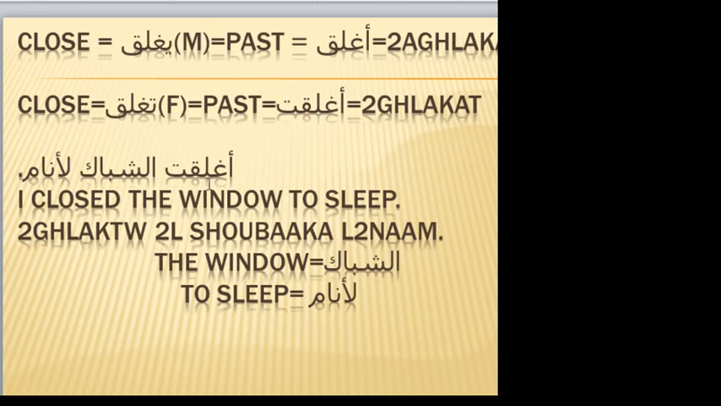But here when I talk about myself, whether I'm a male or a female, they both have the same pronunciation. أغلقت الشباك لأنام. I closed أغلقت the window الشباك to sleep لأنام. I closed the window to sleep. أغلقت الشباك لأنام. The window الشباك, to sleep لأنام.